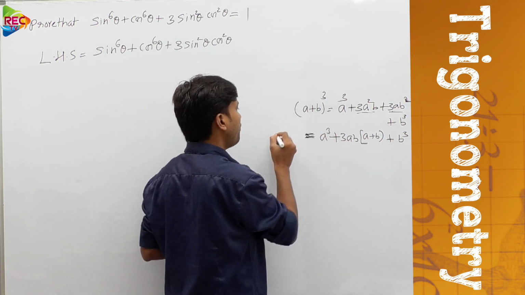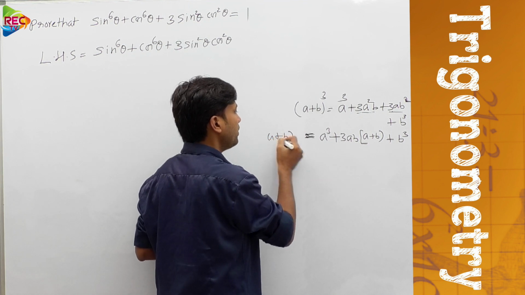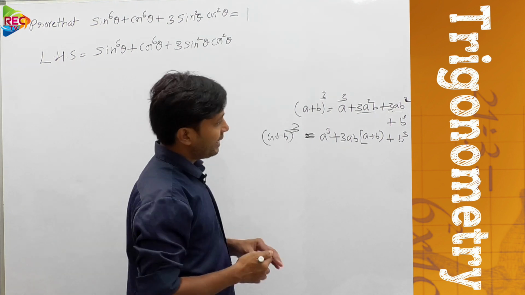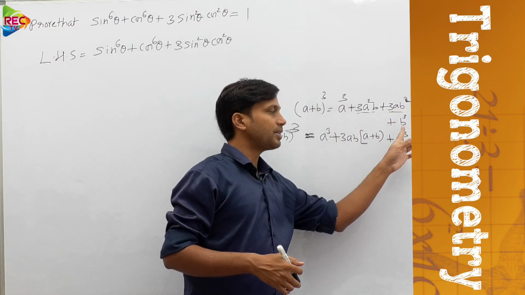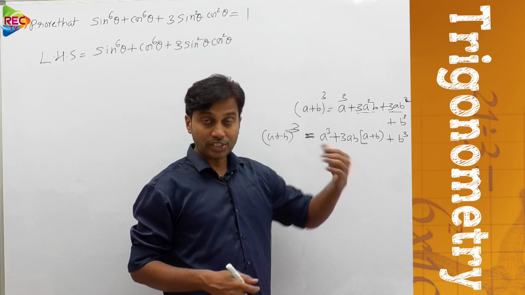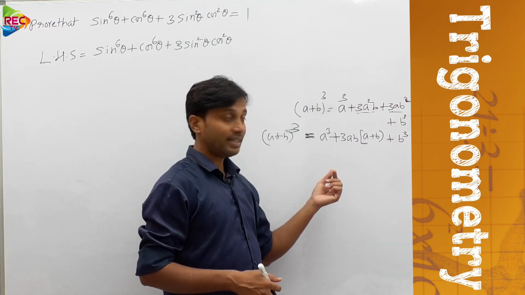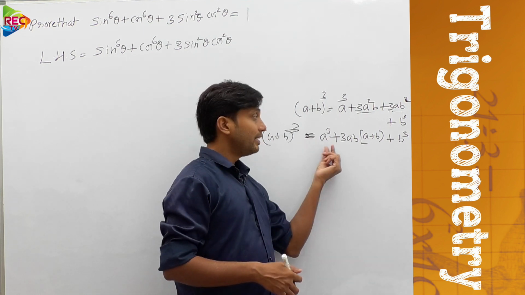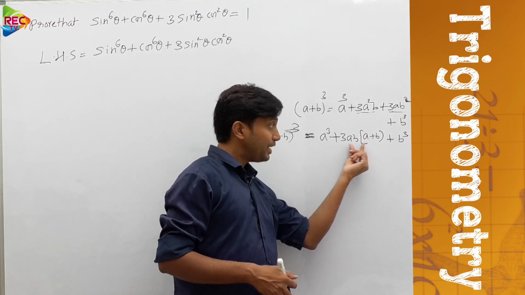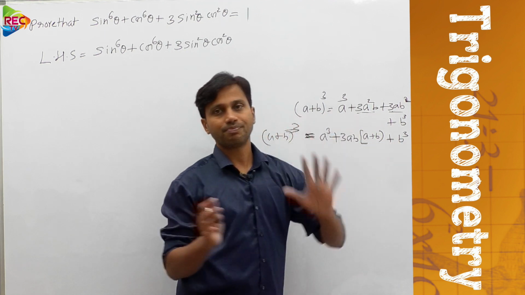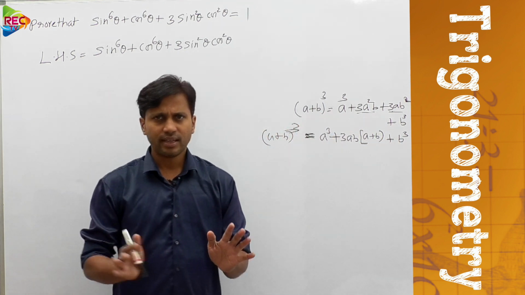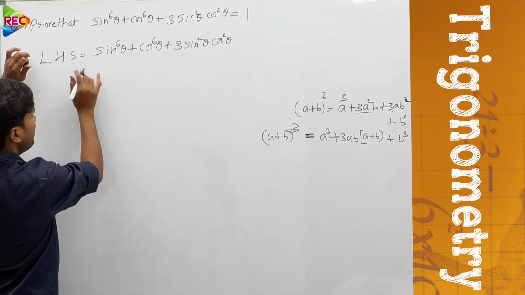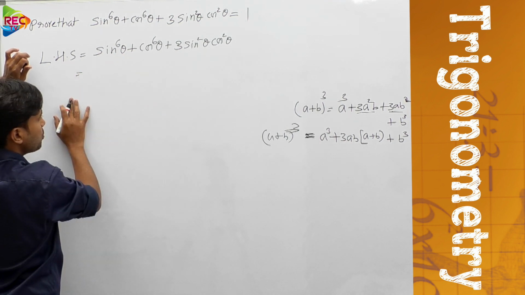So, what is the formula for (a plus b) whole cube? The formula would be either a cube plus 3a square b plus 3ab square plus b cube, or else you can use it like this also: (a plus b) whole cube equals a cube plus b cube plus 3ab into (a plus b). Okay, so it's a very simple one. So in that way, if you want to adjust this problem, I want to rewrite these terms.